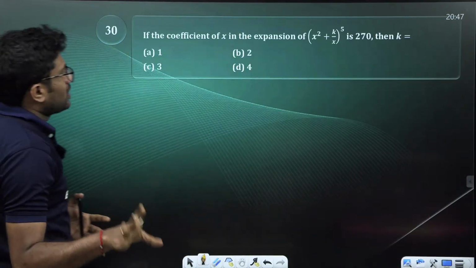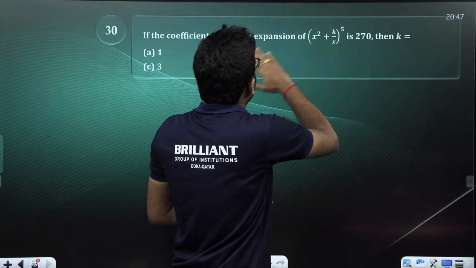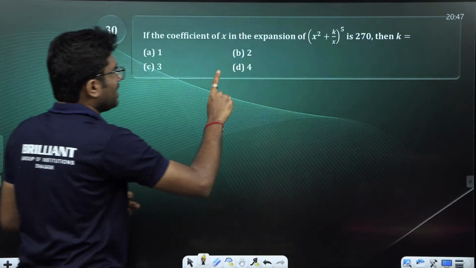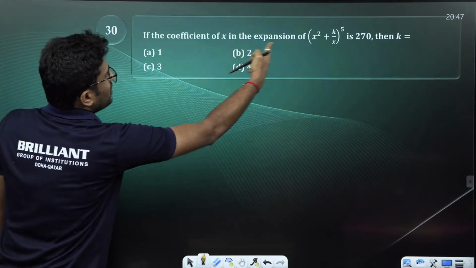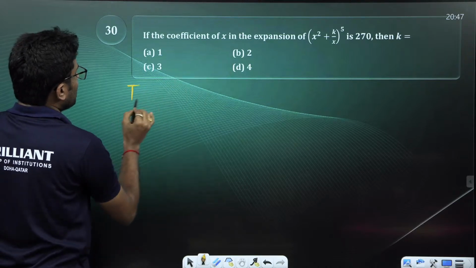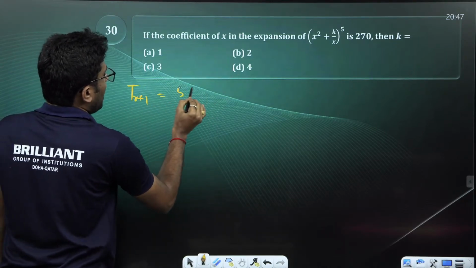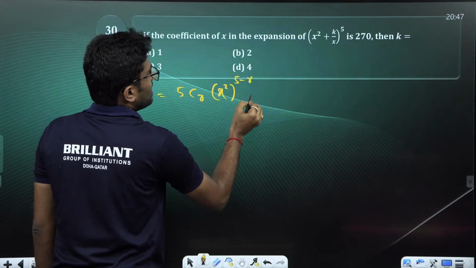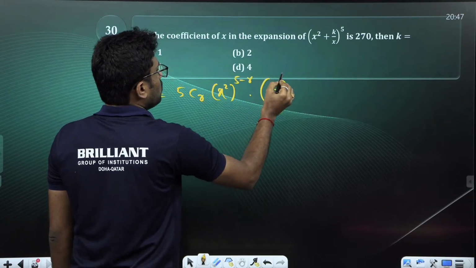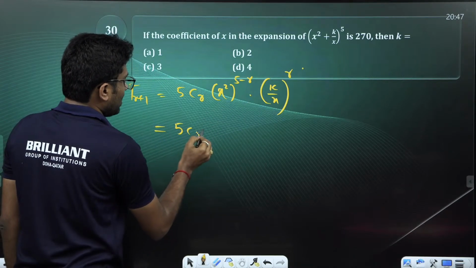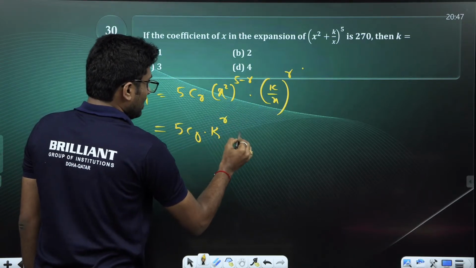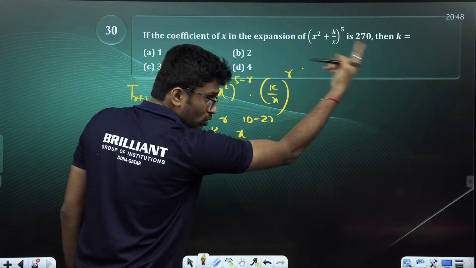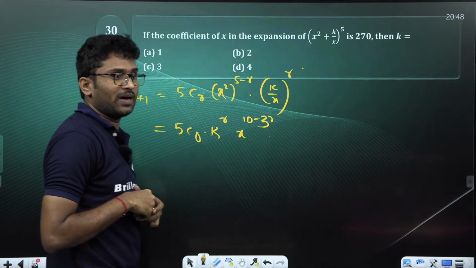Going with the last question for today's session. The coefficient of x in the expansion of... Again, a question based on the general term. See, guys, what is the coefficient of x? First write the general term. General term T(r plus 1) is equal to 5Cr into (x square) whole raised to 5 minus r into (k by x) whole raised to r. Now from here we get 5Cr into k power r into x raised to 10 minus 2r into x raised to minus r. So I write directly x power minus 3r.